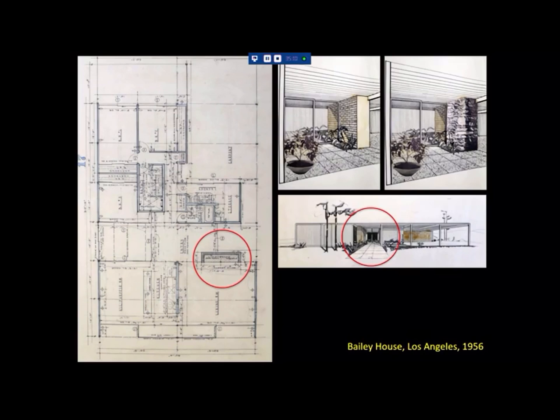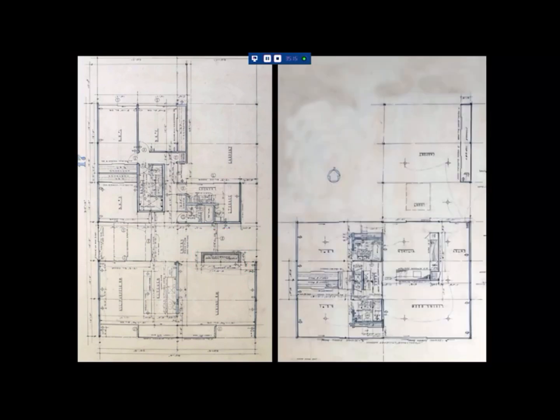In the end, they didn't like it at all. Well, they probably did like it, but it was too expensive. So there's the original Bailey house on the left. There's the redesigned Bailey house on the right. The brick fireplace, you can see, has gone. The house now is rationalized and reduced to something much more simple.